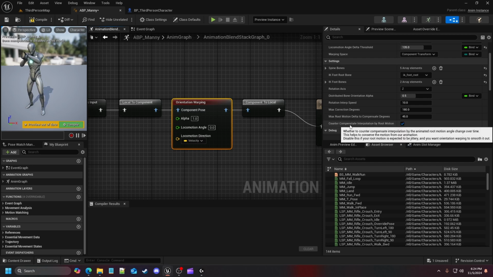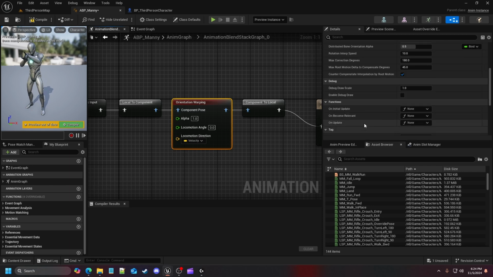Then we have counter compensate interpolation by root motion. What this is doing is that by enabling this to true, we ensure that the rotation is counterbalanced by root motion. So if the character is moving, the orientation warping doesn't create awkward rotations that affect the character's flow. So you definitely want to make sure that this is checked, especially if you're using root motion animations.